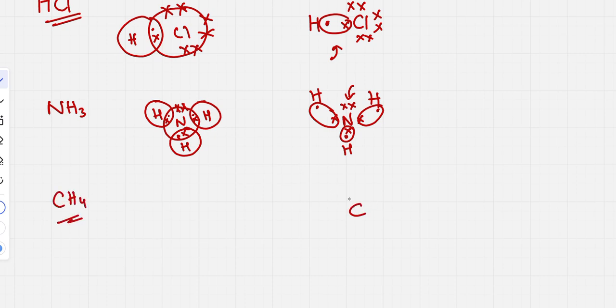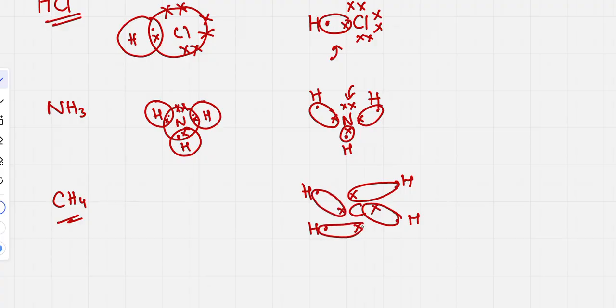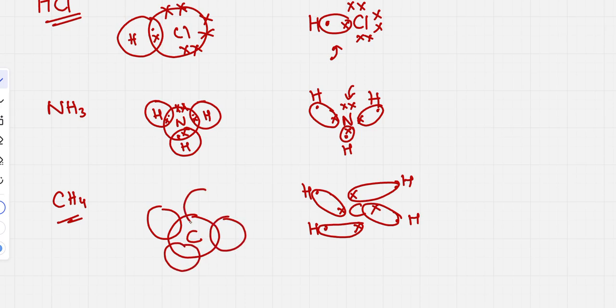Carbon we place in the middle. Carbon has 4 electrons, and there are 4 hydrogens, so we place them at equal distances. Then we form one shared pair each. Why? Because carbon has 4 electrons, so it needs 4 more, and each hydrogen has 1 electron, so it needs 1 more. So then we place carbon in the middle, and then we place hydrogens over here like that, and then one dot one cross, one dot one cross, one dot one cross, one dot one cross, then that's it.